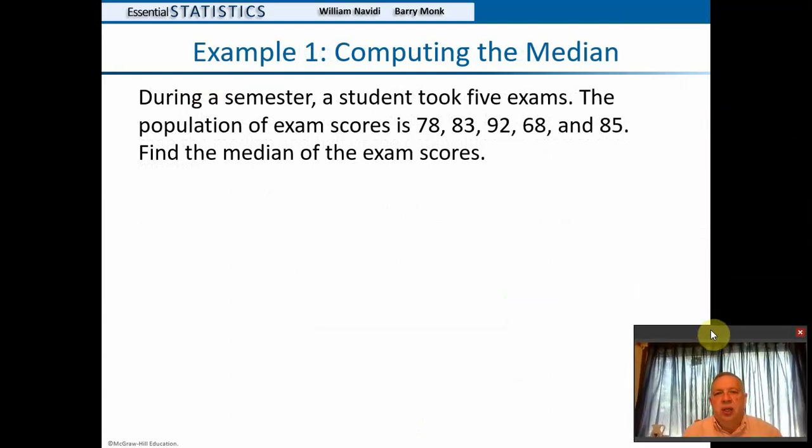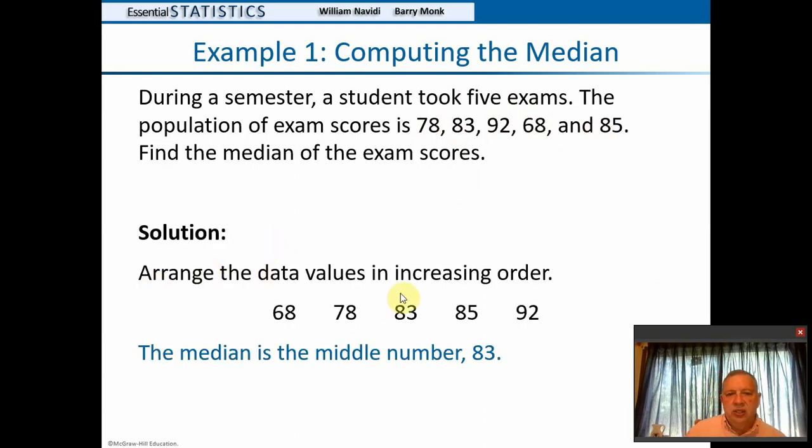During a semester, a student took 5 exams. The population of exam scores is 78, 83, 92, 68, and 85. Find the median of the exam scores. So in this case, they're not ordered, so the very first thing I'm going to do before we do anything else is go ahead and order the data.